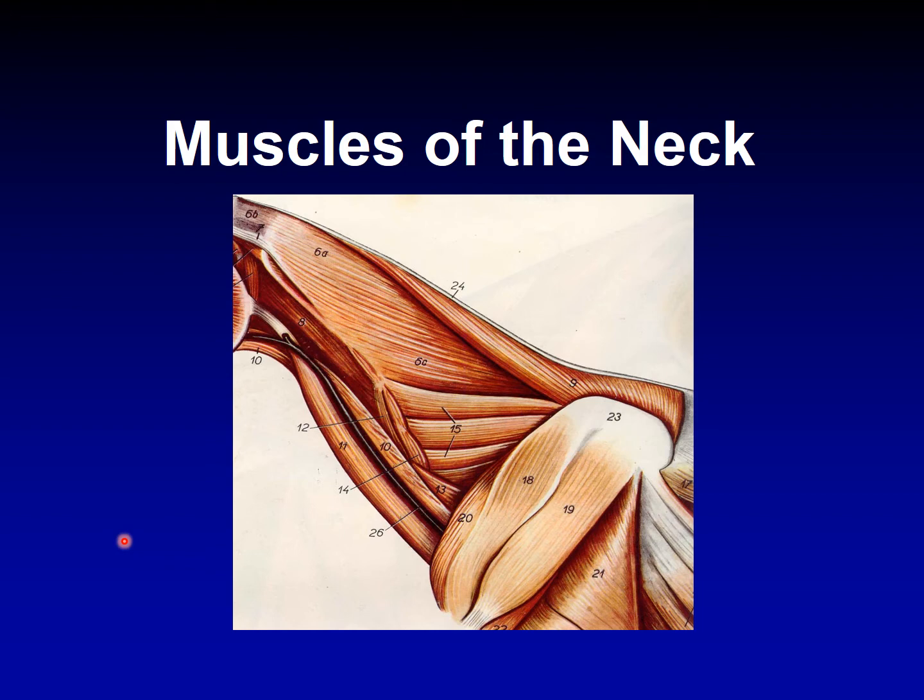Also, you can see how the sternocephalicus, which is number 11, is basically providing a bed, a complete ventral border for this big vein, which is the jugular vein. We will talk about that in a second. But this is just to show you some of the clinical relevance of these muscles.